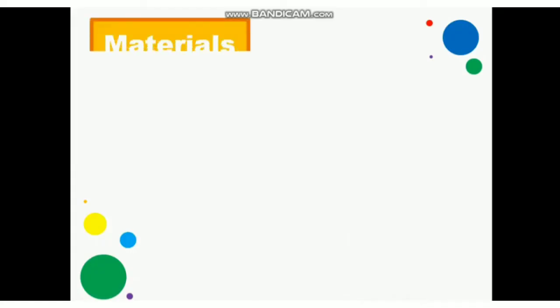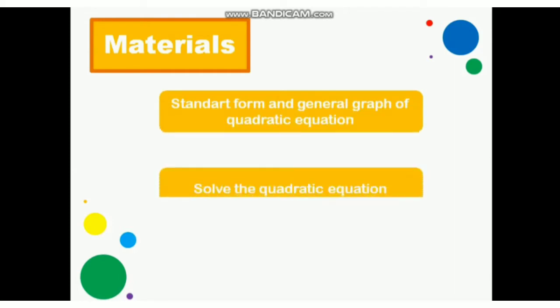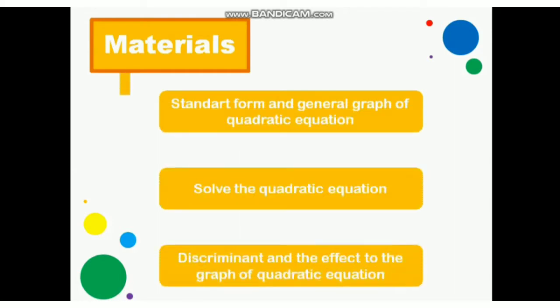The materials that we will explain are: first, standard form and general graph of quadratic equation. Second, solve the quadratic equation using Microsoft Mathematics. Third, discriminant and graph the quadratic equation using Microsoft Mathematics.